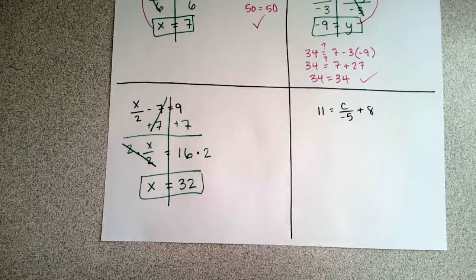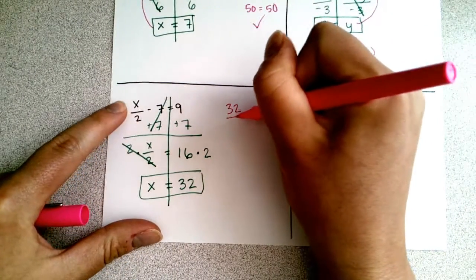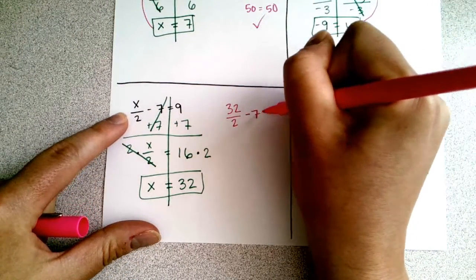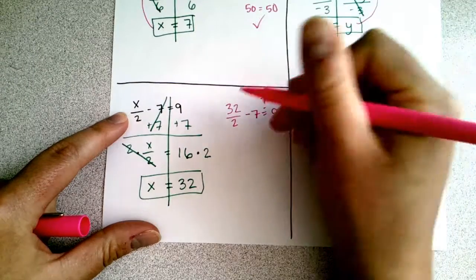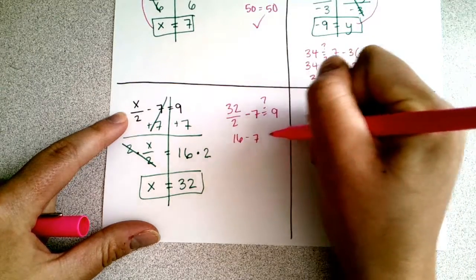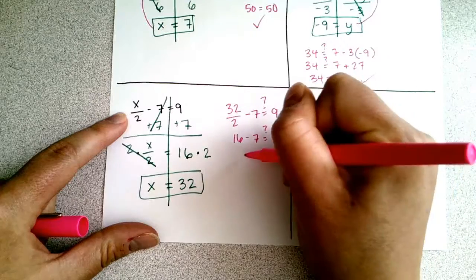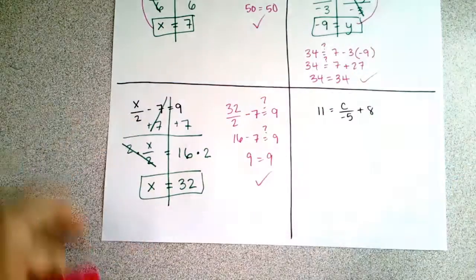To check our answer, we need to know, is 32 divided by 2 minus 7 actually equal to 9? Well, that's 16 minus 7. And that is true. 9 equals 9.